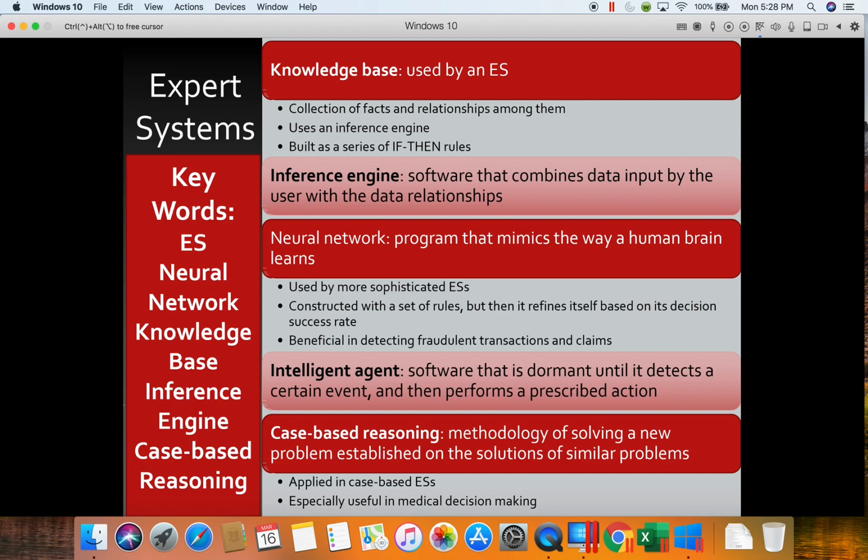You'll notice on this particular slide there are a lot of different key words, so please make sure you study these topics. Expert systems are often based off of a knowledge base. So a knowledge base is a collection of facts and the relationships between them. They use something called an inference engine.